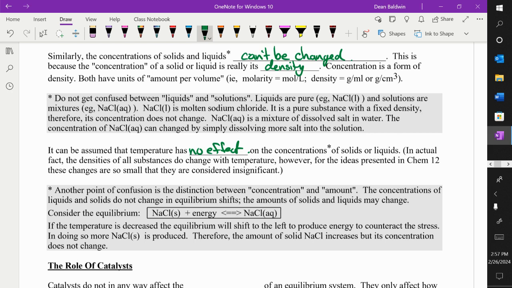What does the catalyst do? Oh, hang on. I want to highlight something because I'm probably going to put it on a test. The concentrations of liquids and solids do not change in equilibrium shifts, but the amounts may change. So what does that mean?